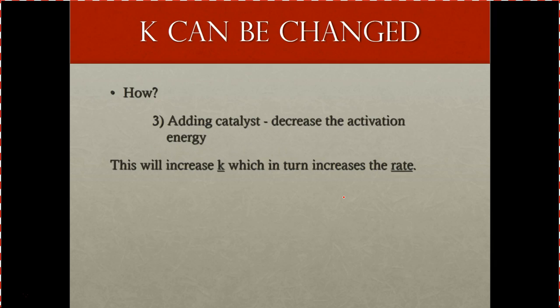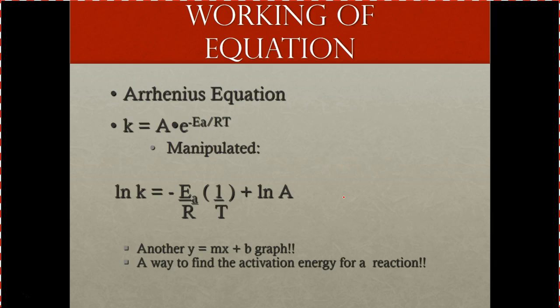If I add a catalyst, adding a catalyst decreases the activation energy. It creates an alternate pathway, and we'll talk about that in just a minute. So this will also change K. Because the rate is increasing, K will also increase.